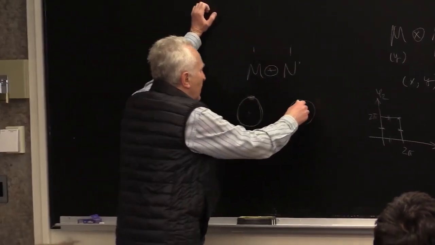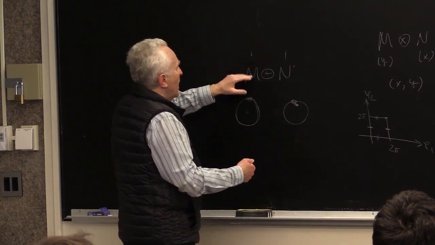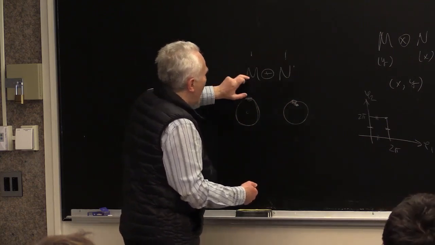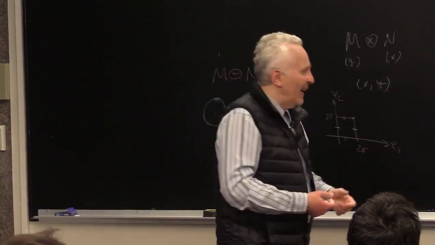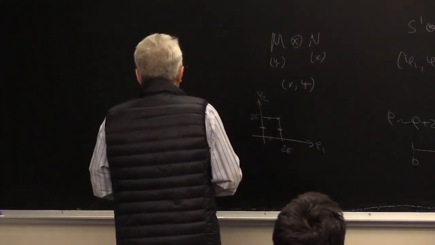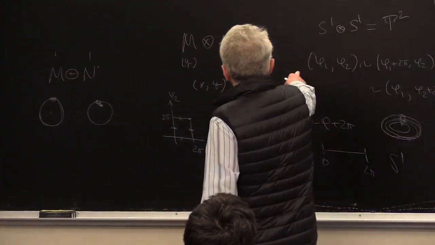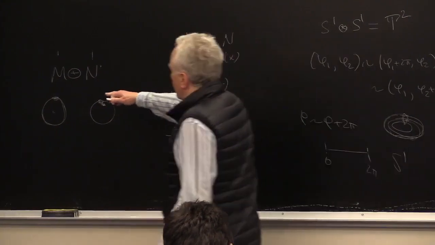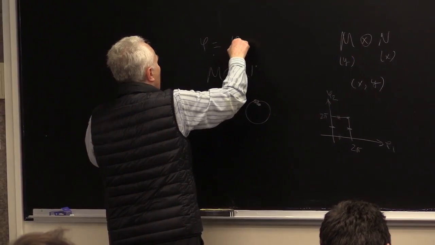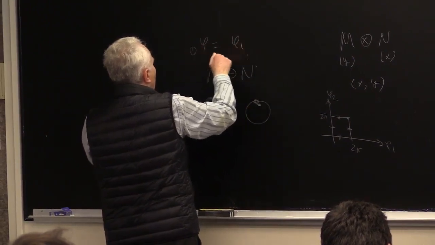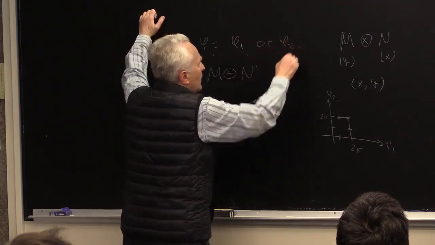When we have the direct sum, the dimension is either m or n. The direct product is m and n, so to say. So, in other words, you may actually forget about it. You are just saying phi is either phi 1, which characterizes it, or phi 2.